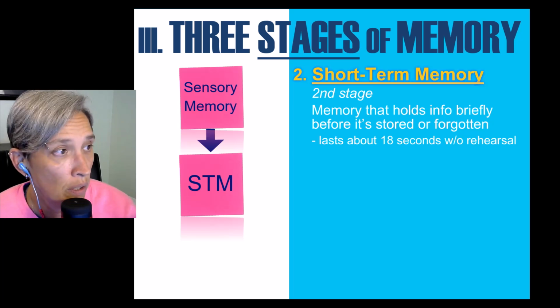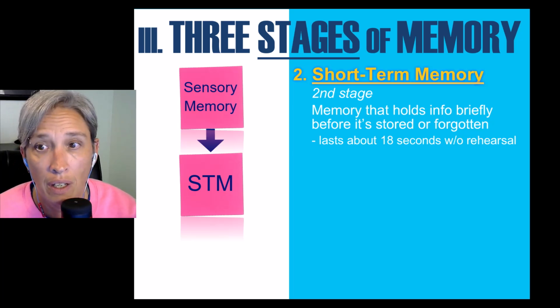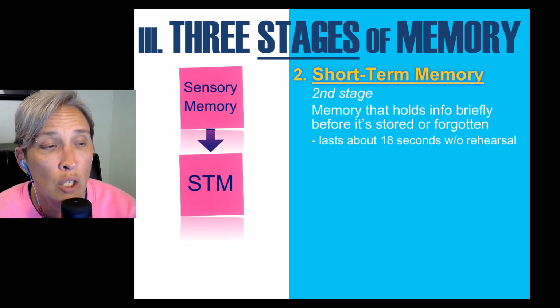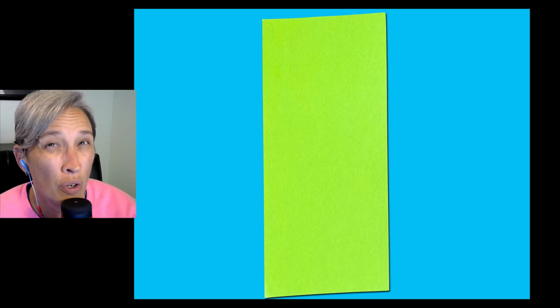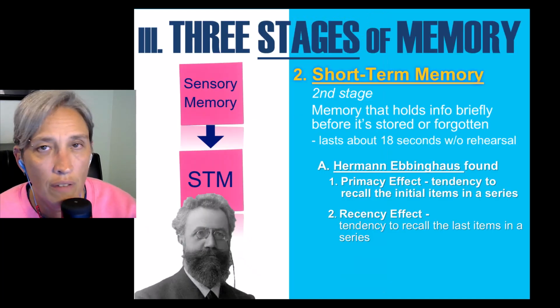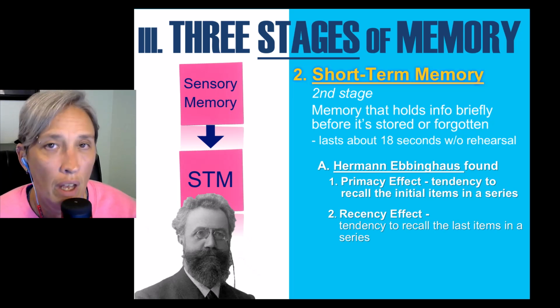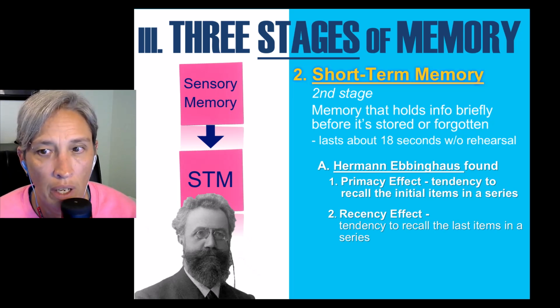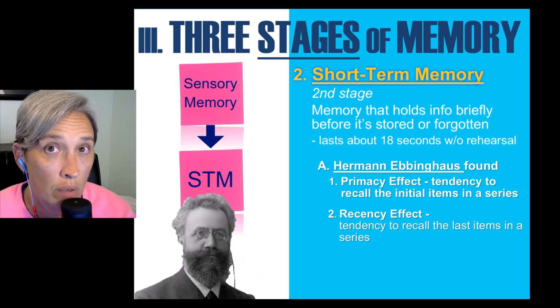Now, your short-term memory is that which is held for a very brief amount of time, about 18 seconds if we are not maintaining rehearsal, if we're not rehearsing that information. Short-term memory has to be something that we work at, and we'll work at it in class. One of the key figures that you'll learn about in memory is this guy, Hermann Ebbinghaus. Remember him. Ebbinghaus found that there is a primacy effect and a recency effect.